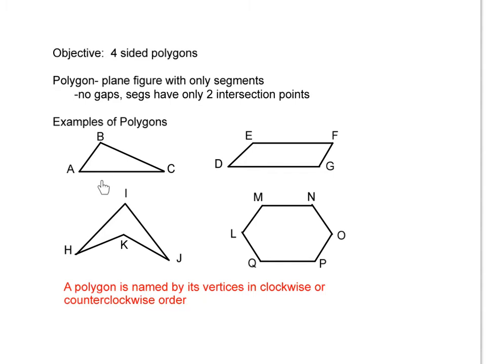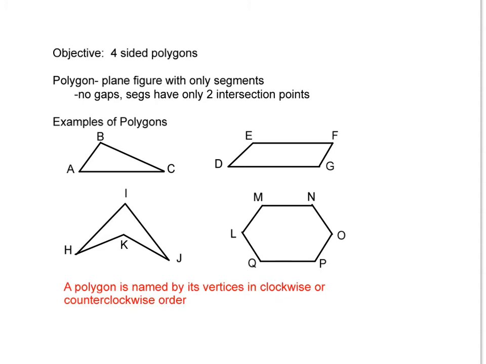Okay, this is a triangle because it has three sides. This is a quadrilateral because it has four sides. This is also a quadrilateral. It has four sides. Notice that it is a concave quadrilateral because the angle K is bigger than 180. And this last guy right here is a hexagon because it has six sides.